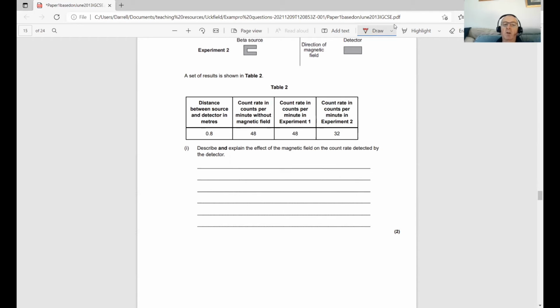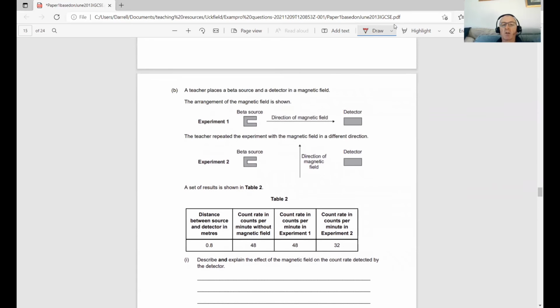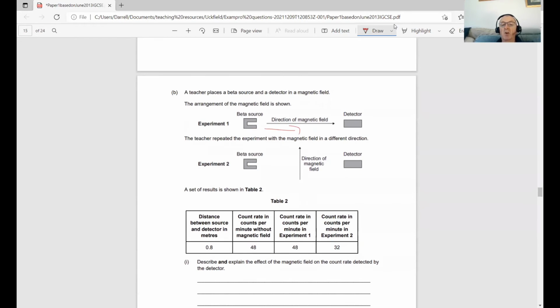So, fixed distance, the count rate without the field is 48. The count rate with the field in experiment 1, where the field is in the same direction as the direction of the beta particles, no change. And here we have less beta radiation arriving at the detector than we had before.